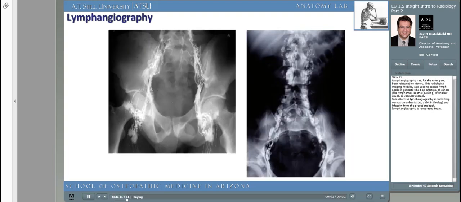Lymphangiography has, for the most part, been relegated to history. This radiological imaging modality was used to assess lymph nodes in patients who had infection or cancer like lymphoma, edema and swelling of an unclear cause, or vascular disease. Side effects of lymphangiography include deep venous thrombosis, i.e. a blood clot in the leg, or infection from the procedure itself. Lymphangiography is rarely used today.